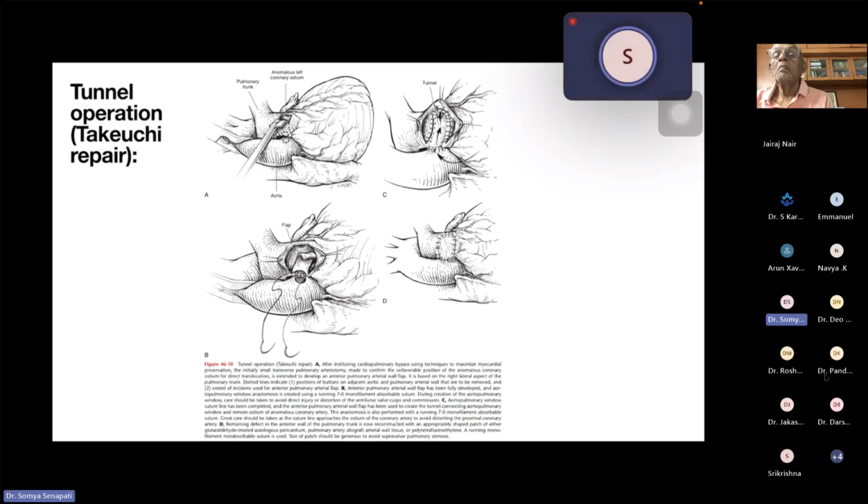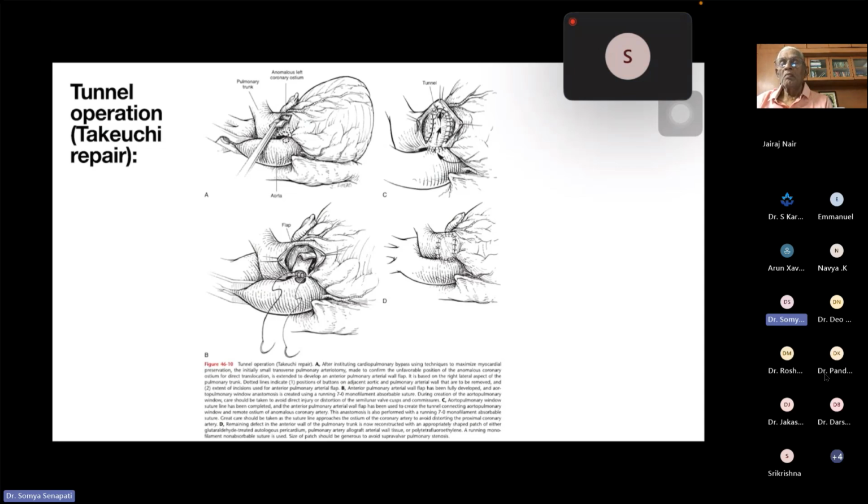The flap is extended to develop an anterior pulmonary arterial flap. It is based on the right lateral aspect of the pulmonary trunk. The dotted line indicates where to give the incision both on the aorta and on the PA.